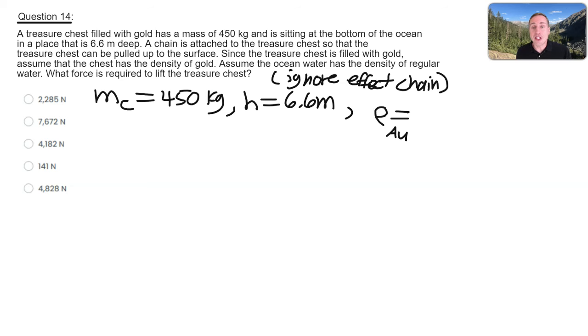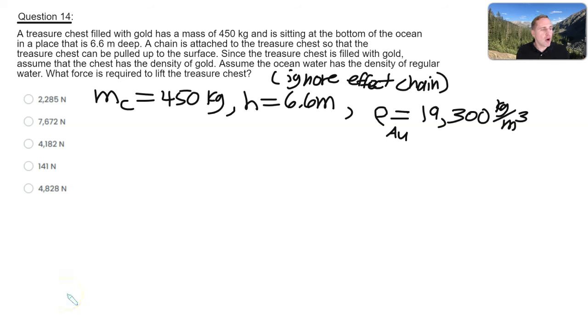So I had to take a second to look this up, but the density of gold appears to be about 19,300 kilograms per meter cubed. Now, don't let that throw you, some of you who are really into chemistry. If you were doing this in chemistry units, that'd be about 19.3 grams per centimeter cubed. Okay, so in physics, we use SI units, which is kilograms and cubic meters.